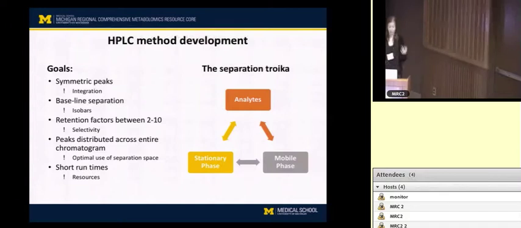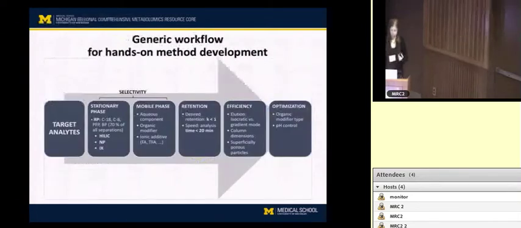And in order to achieve this good separation, we can work with modifying the analytes, we can change the stationary phase, and we can also modify the mobile phase system. I put here a generic workflow, and I don't want to go into detail on that, but I do want to stress that the basis for each decision on what separation to choose should always be the properties of the target analytes.